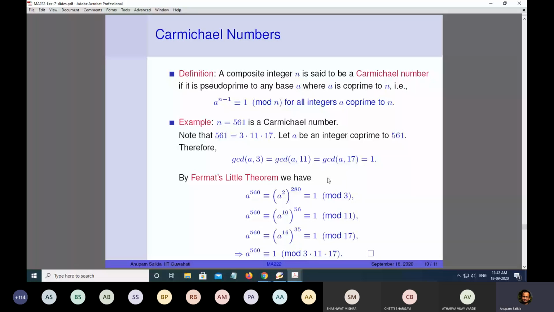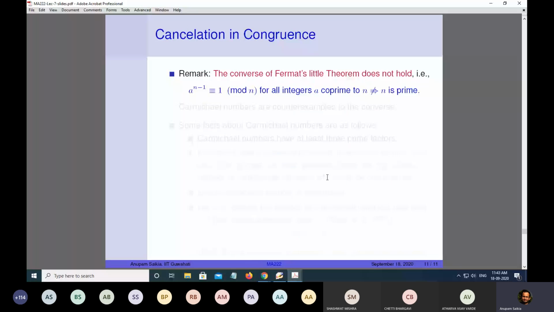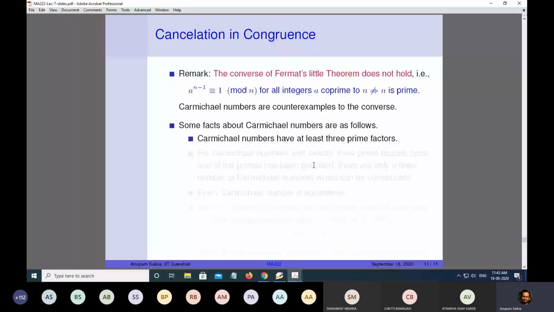That shows that the converse of Fermat's little theorem does not hold even in a stronger sense: a to the power n minus 1 can be congruent to 1 mod n for all integers coprime to n, but this does not imply n is prime. So Carmichael numbers are precisely these counterexamples. Finally, I'll mention some facts about Carmichael numbers. Carmichael numbers have at least 3 prime factors.